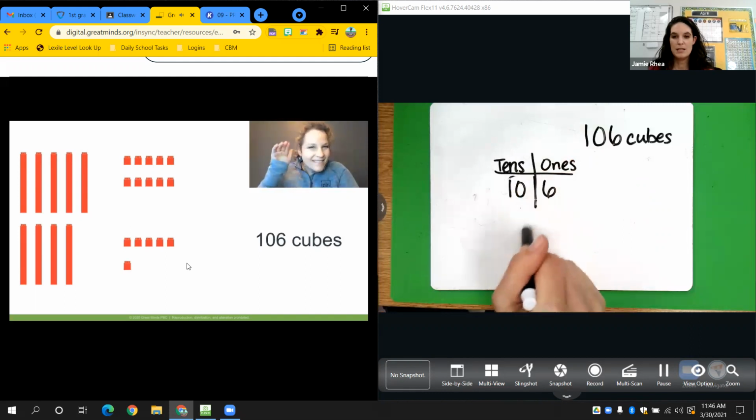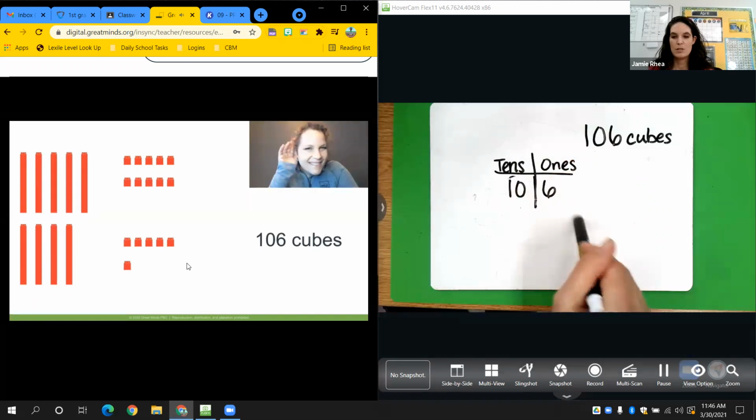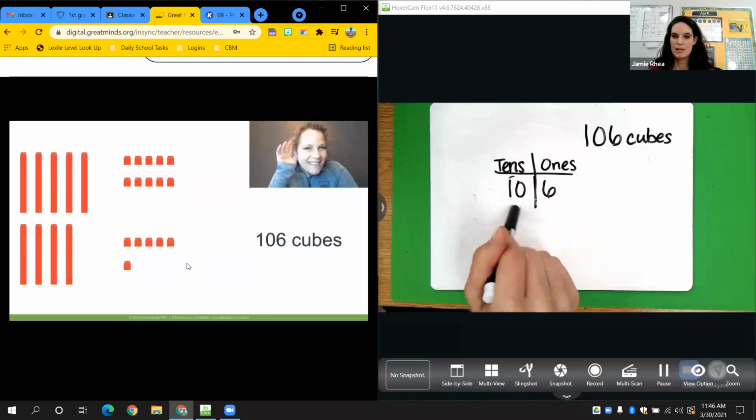We counted up our tens and put it here. We counted up our ones and put it here, but we noticed that we had a 10 in our ones, so we moved that 10 over. And that's how we got our 10, 10.